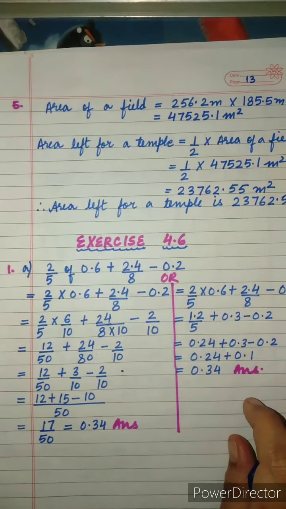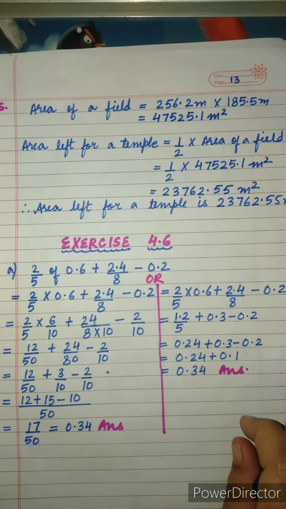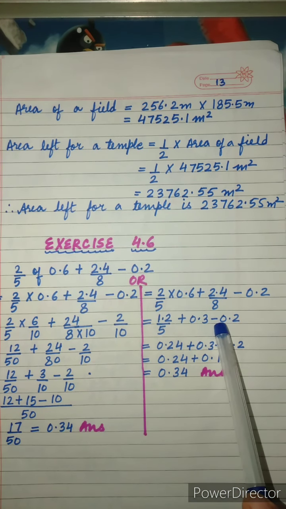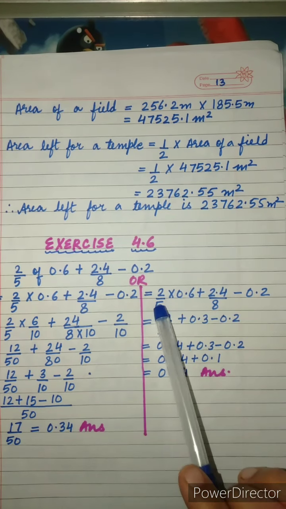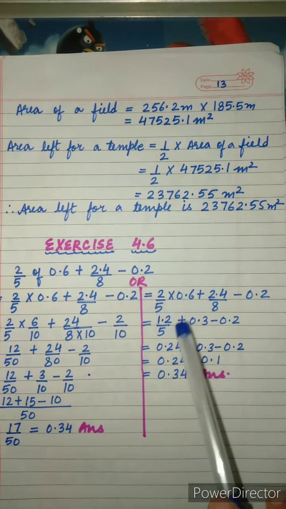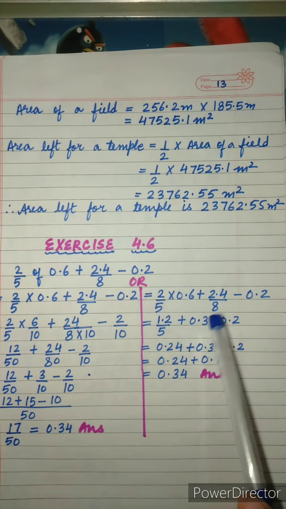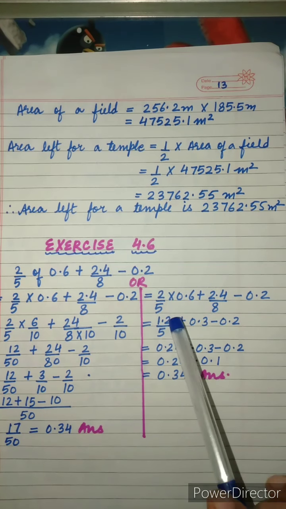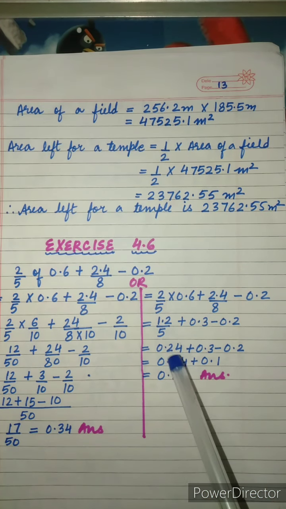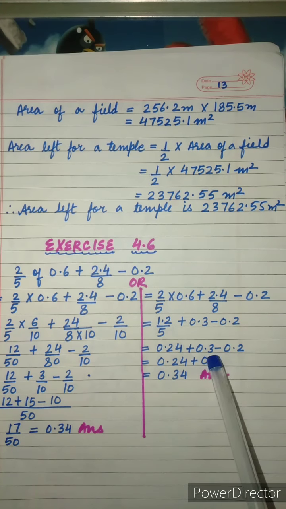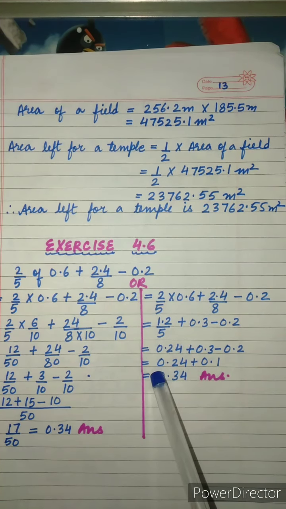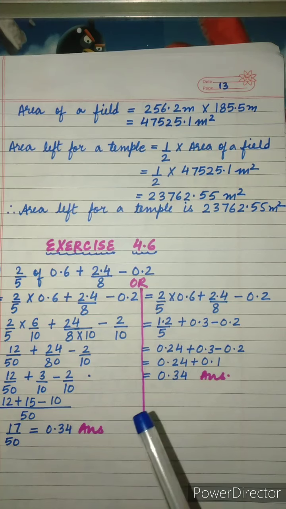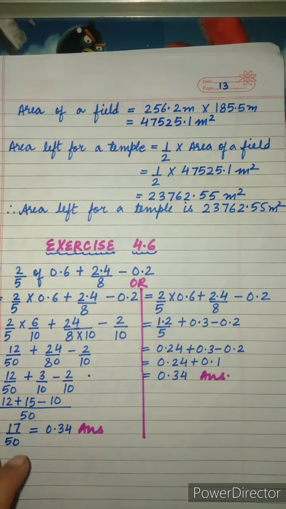Now by using another method also you can do it very simply. So we have 2 upon 5 into 0.6 plus 2.4 upon 8 minus 0.2. Now when you multiply 2 by 0.6, we will have 1.2 upon 5 plus 2.4 divided by 8 will be 0.3 minus 0.2. So when you solve this, 1.2 upon 5 will be 0.24 plus 0.3 minus 0.2 is equal to 0.34. So both ways your answer will be the same. Whichever method you find easy, you can use it.